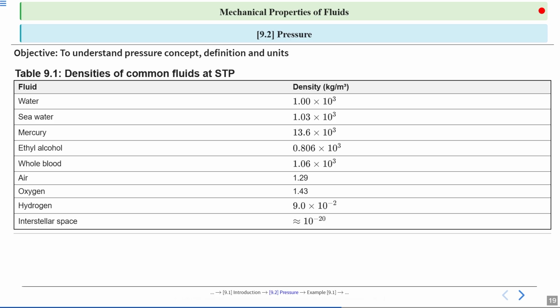For example, mercury is much denser than water, with a density of 13.6 into 10 raised to the power 3 kilogram per meter cube. This means that mercury will exert more pressure than water at the same depth. Understanding these differences is key to predicting how fluids will behave in different scenarios. Water has a density of 1 into 10 raised to the power 3 kilogram per meter cube, and interstellar space approximately 10 raised to the power minus 20.